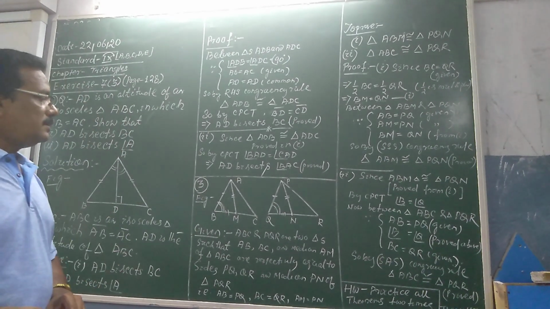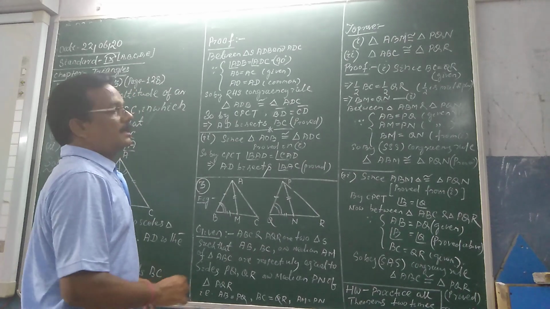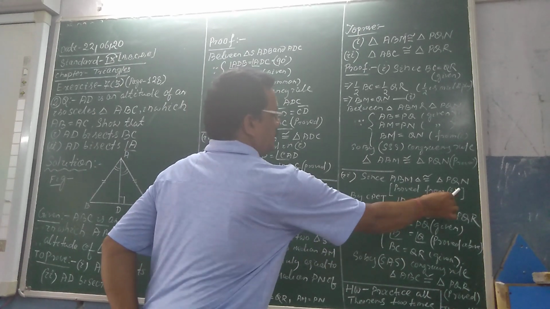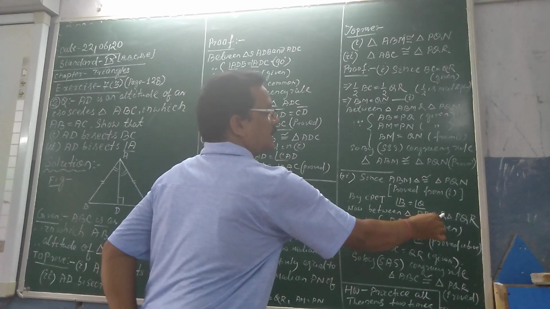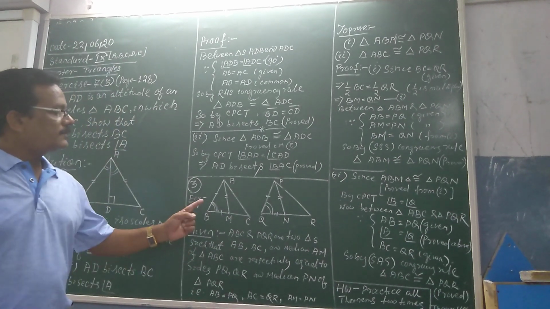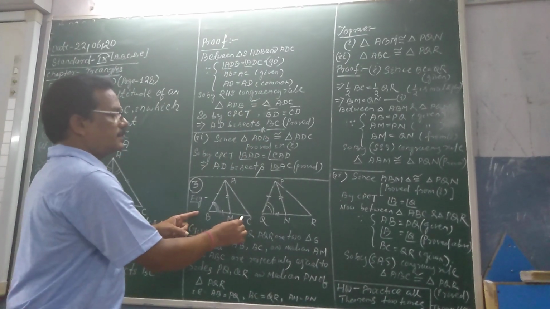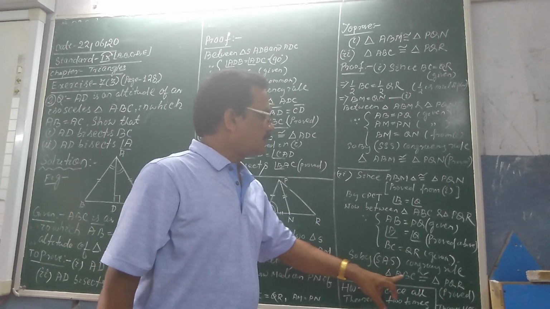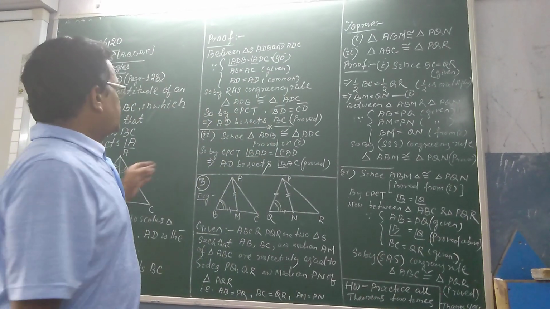So now we take the congruency of triangle ABC and triangle PQR. I have already written here: since triangle ABM is congruent to triangle PQN, by CPCT angle B equals angle Q. So now between triangle ABC and triangle PQR, AB equals PQ, this one is given. Now we have proved that angle B equals angle Q. Then BC equals QR, this is also given. So by the SAS congruence rule, triangle ABC is congruent to triangle PQR. Okay, number 2 and number 3 are finished.